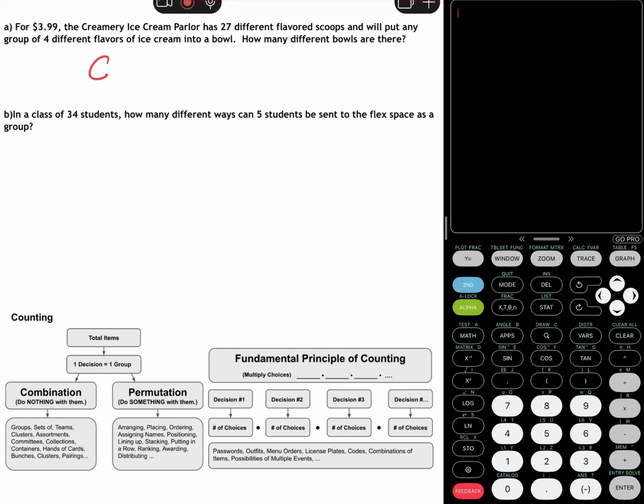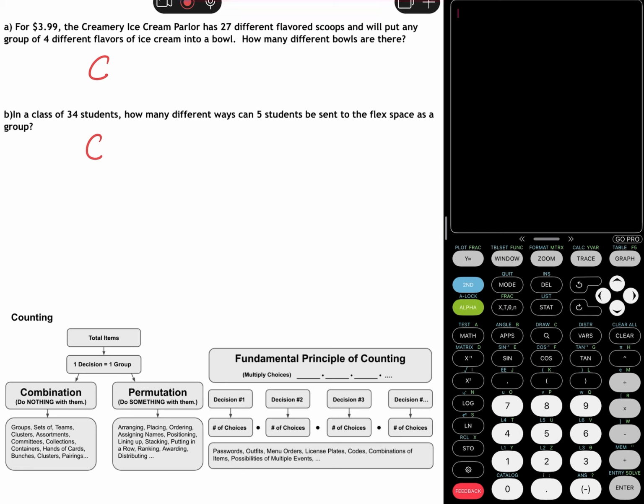And for part B, it says you have 34 students. How many different ways can 5 students be sent to the flex space as a group? Okay, so 5 students are just going to the flex space at our school. They're not going to different flex spaces or anything like that, so that is another combination. So both of these are an example of a combination. So a big old C for that.